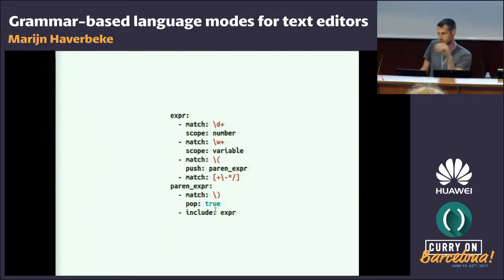So the starting context is expr, and it says if you see digits, call it a number. If you see letters, call it a variable. If you see a parenthesis, move to the parenthesis context. And if you see an operator, just continue here. And then the parent expr context just says if I see a closing paren, go back. So this tracking of context is kind of useful for things like indentation and sometimes also styling.